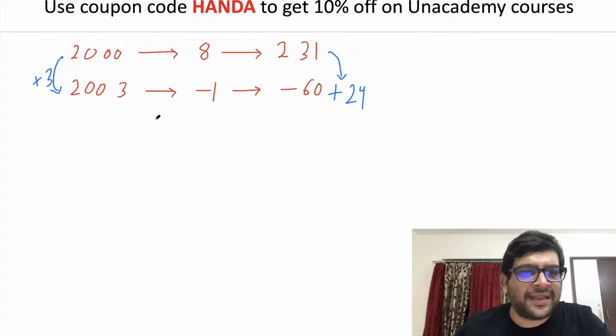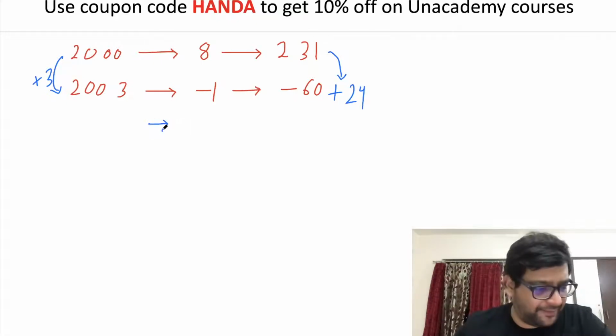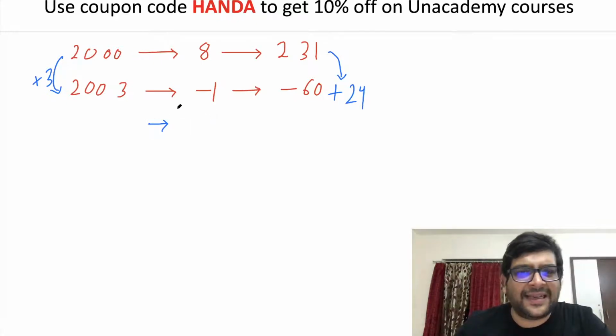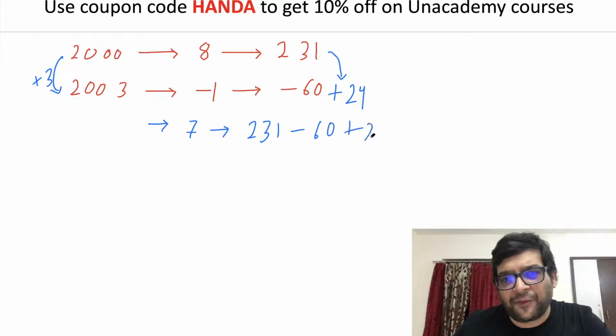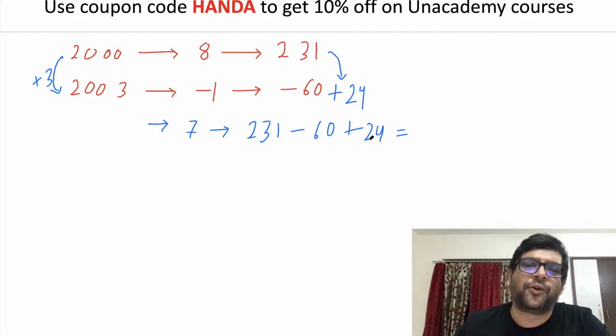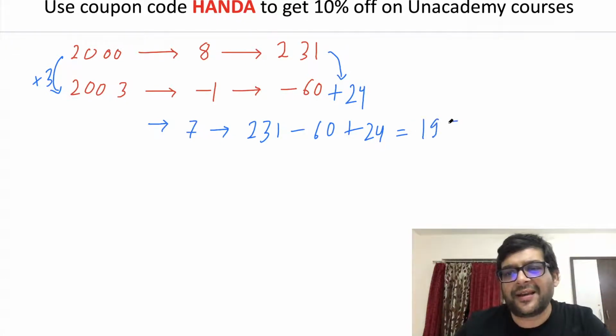So in 2003, at the time of death, there will be 7 people because one person is dead. My total age will be 231 minus 60 plus 24. So that is 231 plus 24 is 255, minus 60. This is 195.